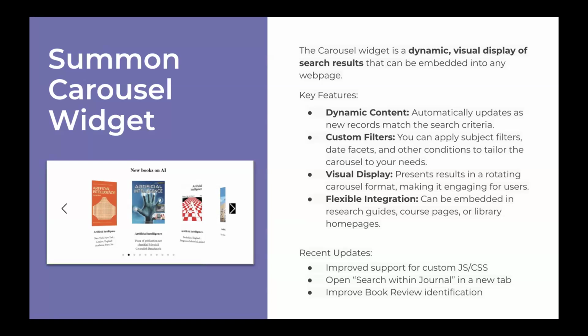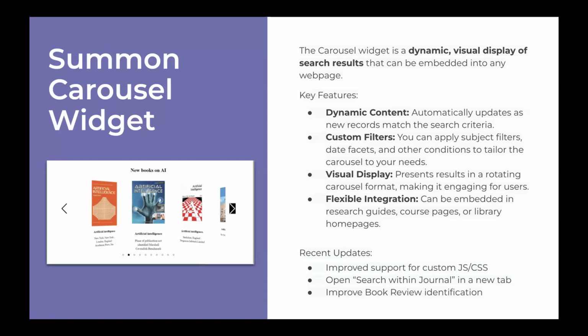Some example use cases for a carousel widget. When you're setting it up, you can have it display new books added in the last 7 days on a specific topic. You could also highlight faculty publications, special collections, event-related materials, or even promote seasonal reading lists.